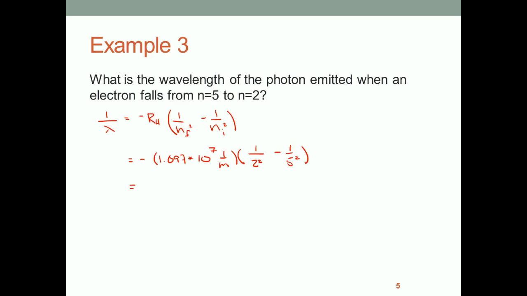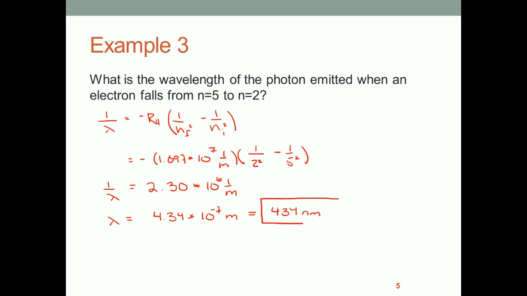Okay. So when you put that all into your calculator, you get 2.30 times 10 to the 6th, 1 over meters, and that equals 1 over the wavelength. So the wavelength is the inverse of that, which is 4.34 times 10 to the minus 7 meters, or equivalently 434 nanometers. And this is the photon that is in the deep purple that maybe you might be able to see.